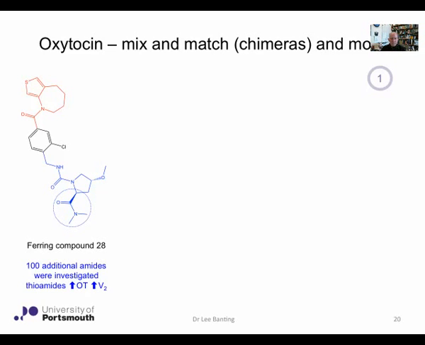For Ferring compound 28, the blue region of the molecule, a further 100 different amides off of this proline were investigated, and also thioamides in addition. And thioamides led to increased oxytocin receptor agonism, but also apparently increased the vasopressin 2 receptor agonism. And this is not desirable, so a strategy had to be taken to try and avoid this problem.